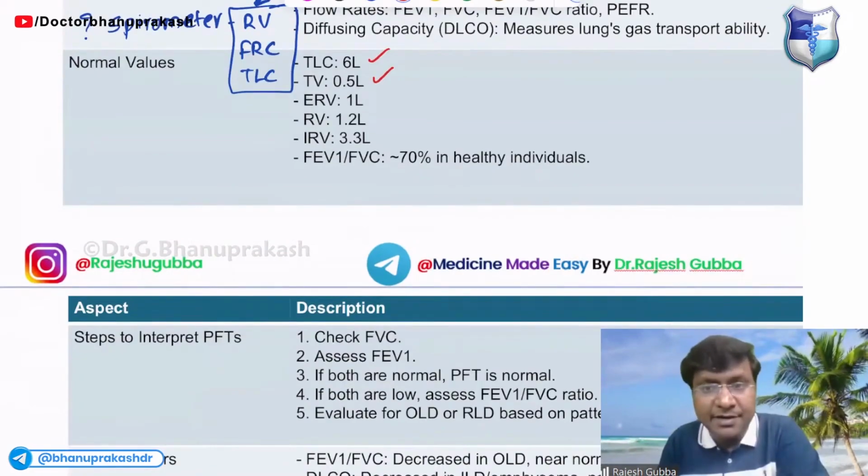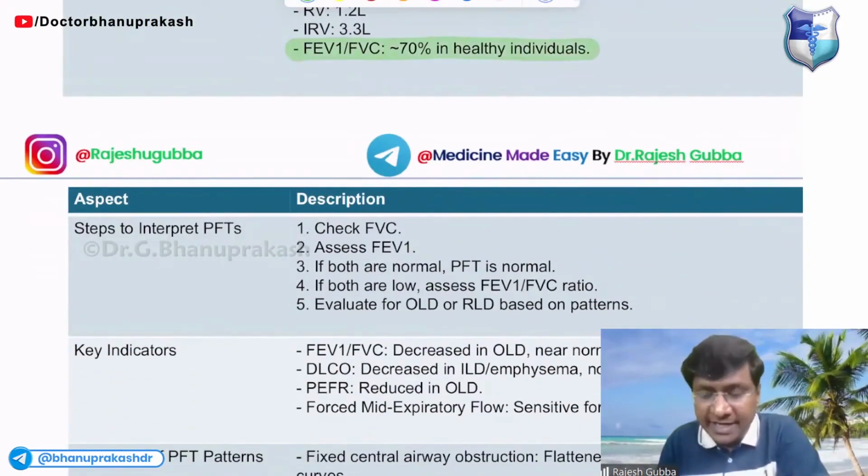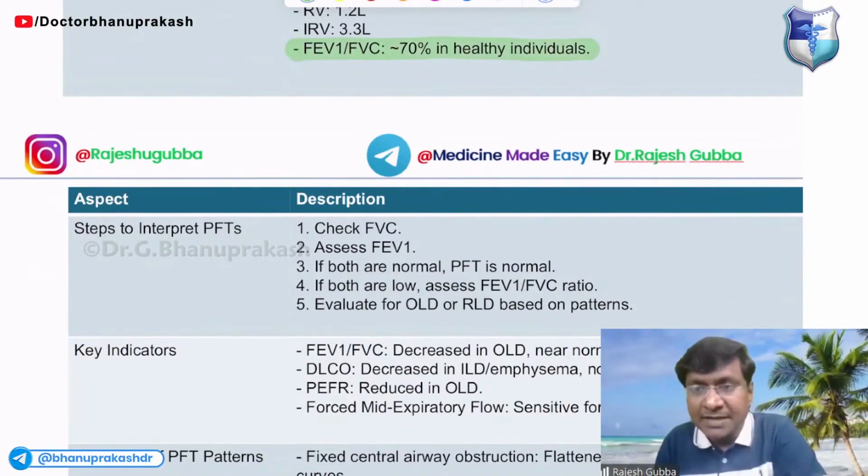Then expiratory reserve volume is 1 liter, residual volume 1.2 liters, inspiratory reserve volume 3.3 liters. But out of all these, what is very important that you have to remember from the exam point of view is this FEV1 by FVC value. That is the one which you have to remember first.